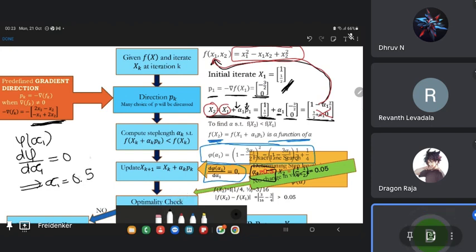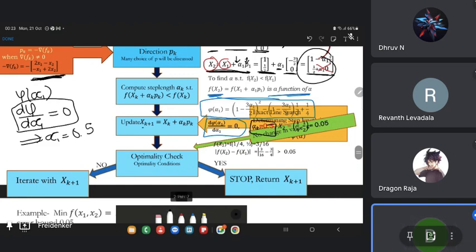How do I get alpha? Just solve this. You'll get alpha 1 as 0.5. Substitute this alpha 1 in this one. You'll get our x2. Now we got our x2. X2 is nothing but x1 plus alpha 1 p1. So x2 turns out to be 1 by 4 comma 1 by 2. It's not clear here, but I think that is the answer.